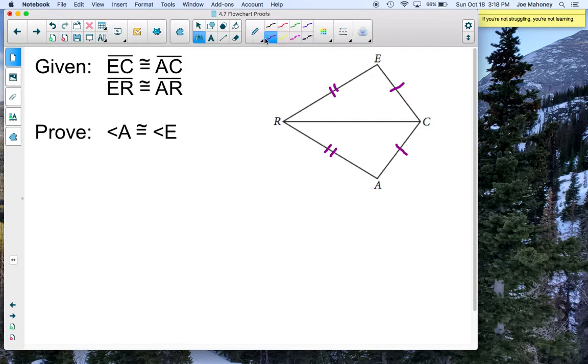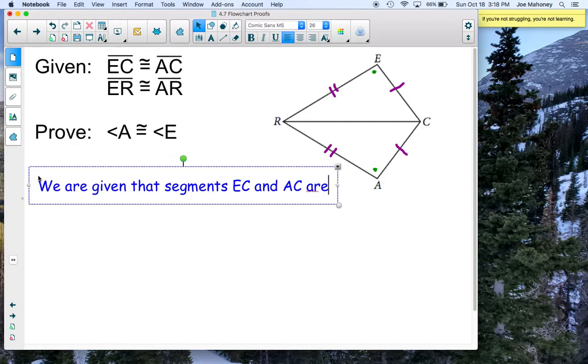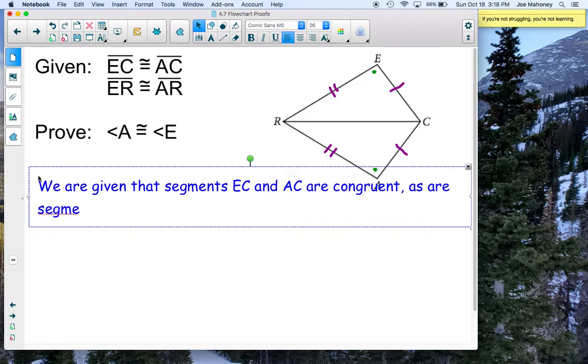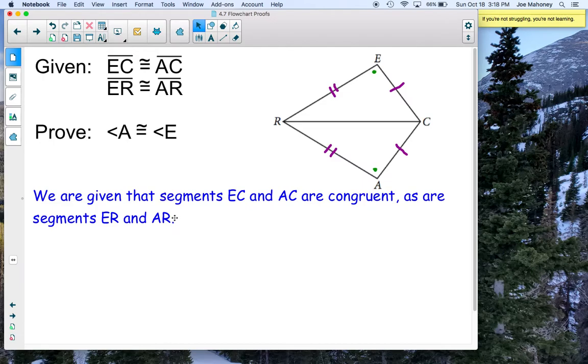So I kind of want to show, let me get a different color going maybe. I want to show that this angle down here, angle A, and angle E are congruent. That's what I want to do. So what you might be thinking about first as you start off, you write something about your givens. So maybe we'll write, we are given that segments EC and AC are congruent, as are segments ER and AR. So that's a good starting point. We usually list our givens first.